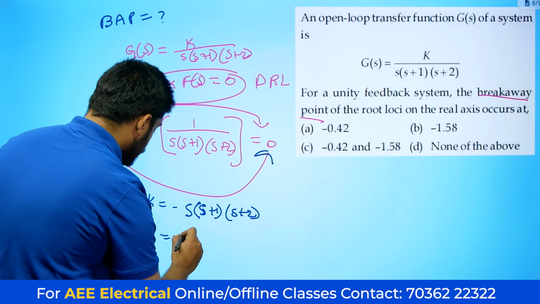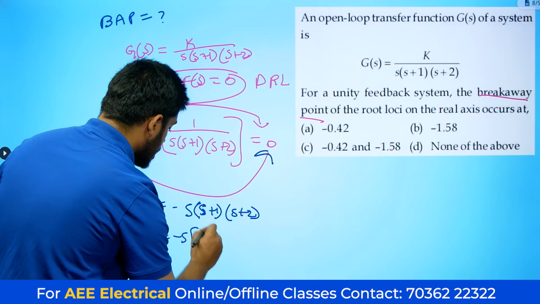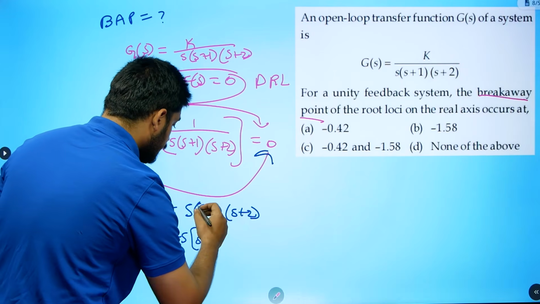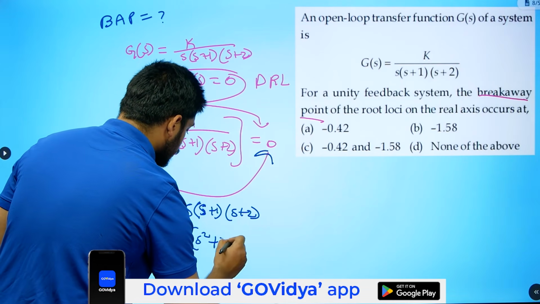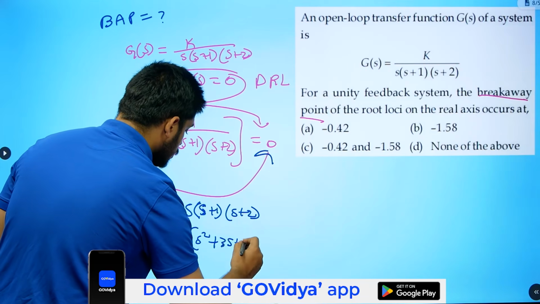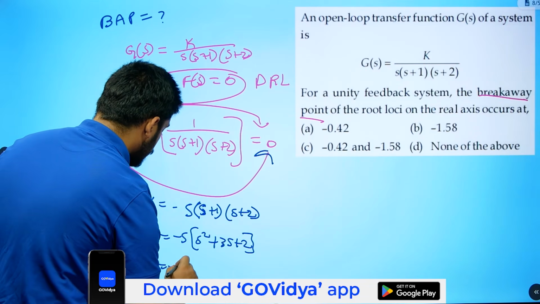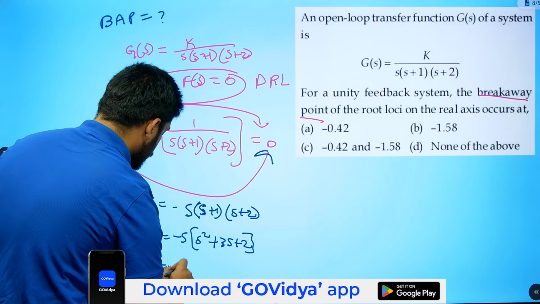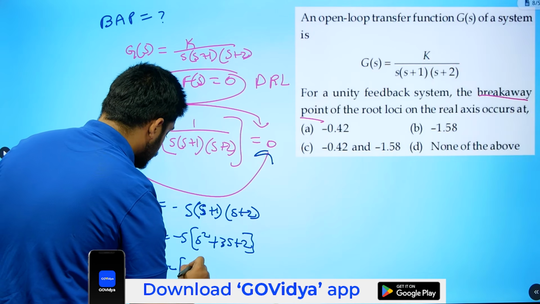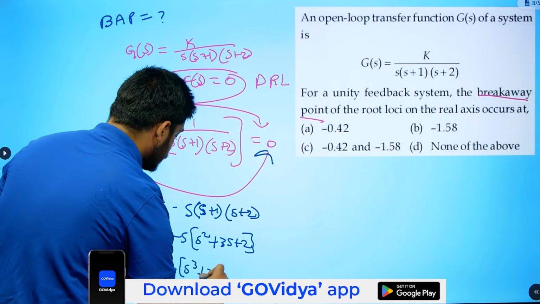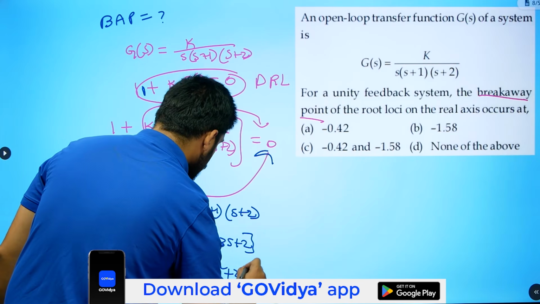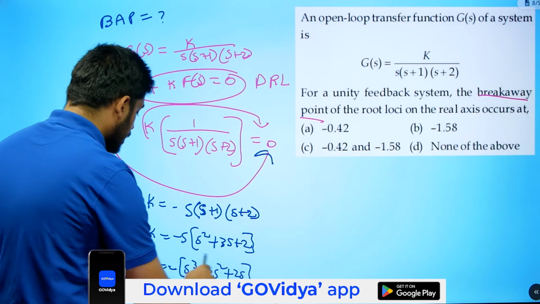K is equal to minus of s into (s square plus 3s plus 2), and again multiplied with this, minus of (s cube plus 3s square plus 2s). Okay, this is my final K equation.